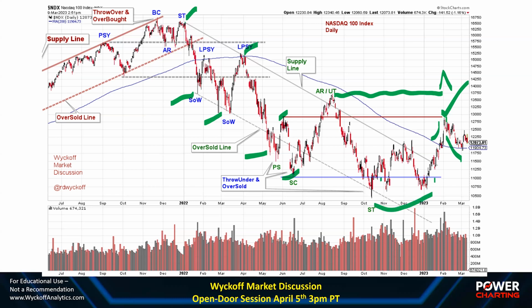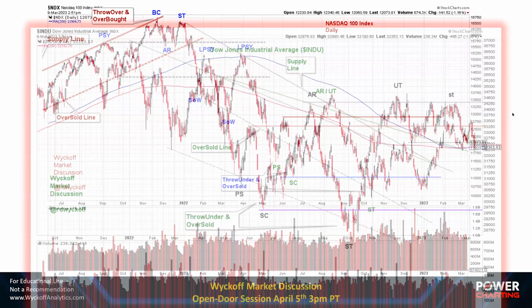But then off of this, instead of having a backup that was narrow, shallow, brief, and then taking off again, it's dipped back all the way to the long-term 200-day moving average, touched it here, now showing weakness today. So this is an interesting circumstance. Let's move on, look at another example here, and that is the Dow Jones.